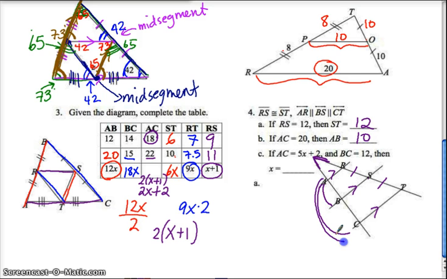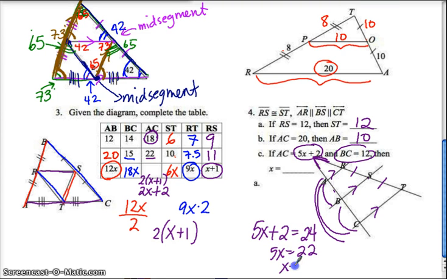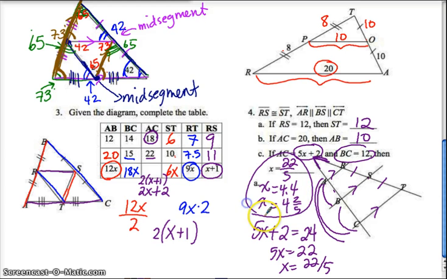If AC is 5x plus 2, and BC is 12, what is x? Well, 5x plus 2 should equal twice BC, right? BC, if you double that to get 24, then that's what AC should equal. So we subtract, we get 5x equals 22, therefore x equals 22 divided by 5, or you could change that to a decimal, which would be 4.4, or you could change that to 4 2/5. It's up to you. So x equals 22 fifths, or 4.4, or 4 2/5.